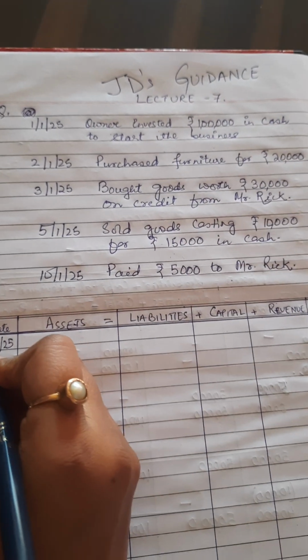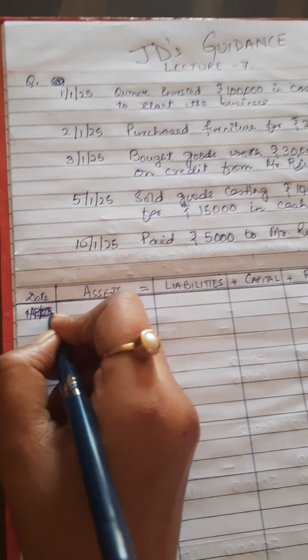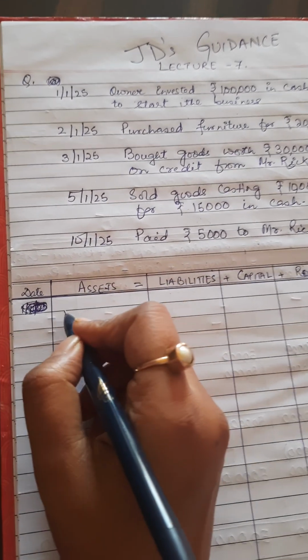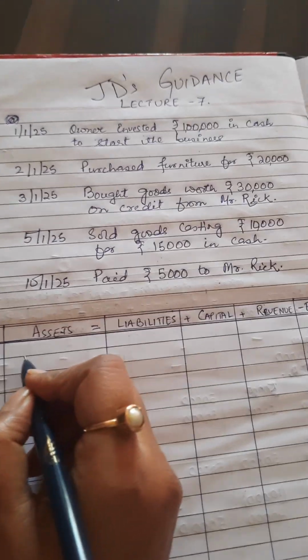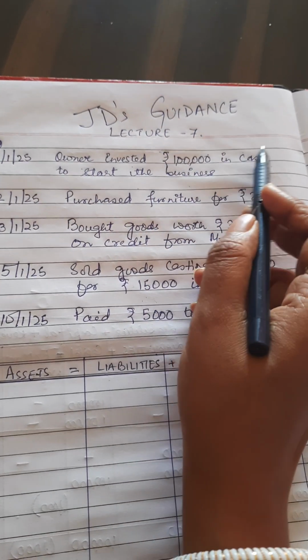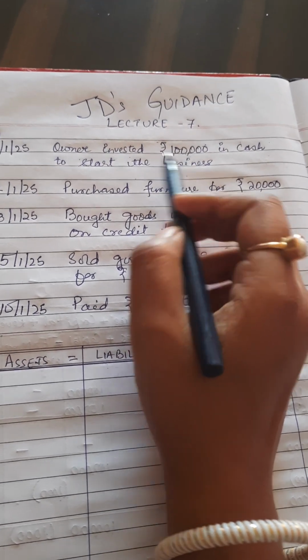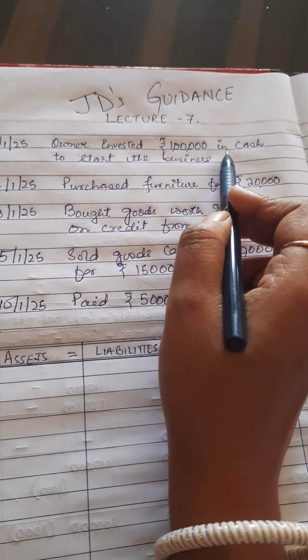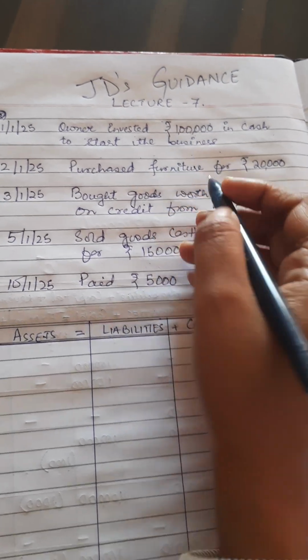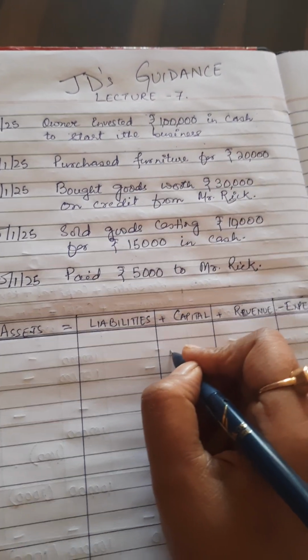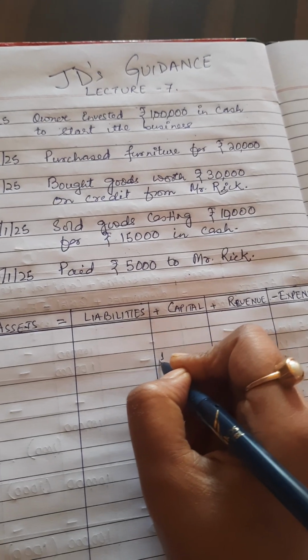As I told you, don't make the mistake of writing the date on the top. Just write the item name. So you have here that owner invested this much in cash. So this is our capital. Whenever owner is investing something to start the business, it is known as capital. So 1 lakh is our capital. So we will write below with capital, we can write here 1 lakh.